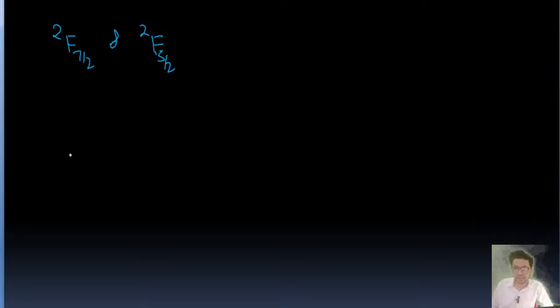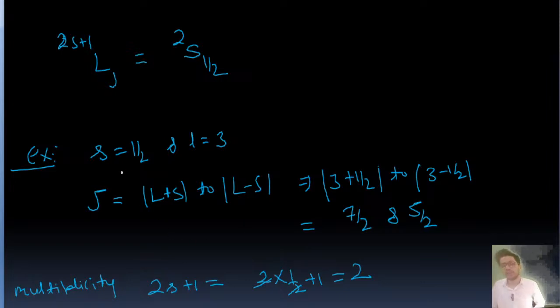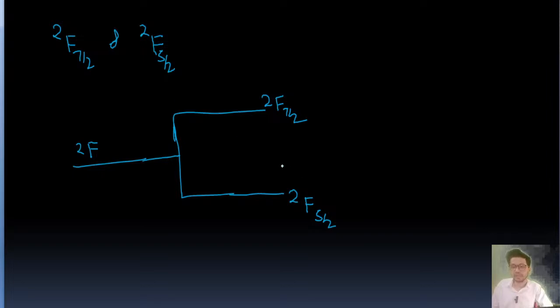Okay, or we can write like this. It has two values, right? So it's going to be like this: 2F 5 by 2, and 2F 7 by 2. These are the spectroscopic terms for S equal to half and L equal to 3 means F, right? I hope you have understood it. Okay. Now we'll start SS coupling.